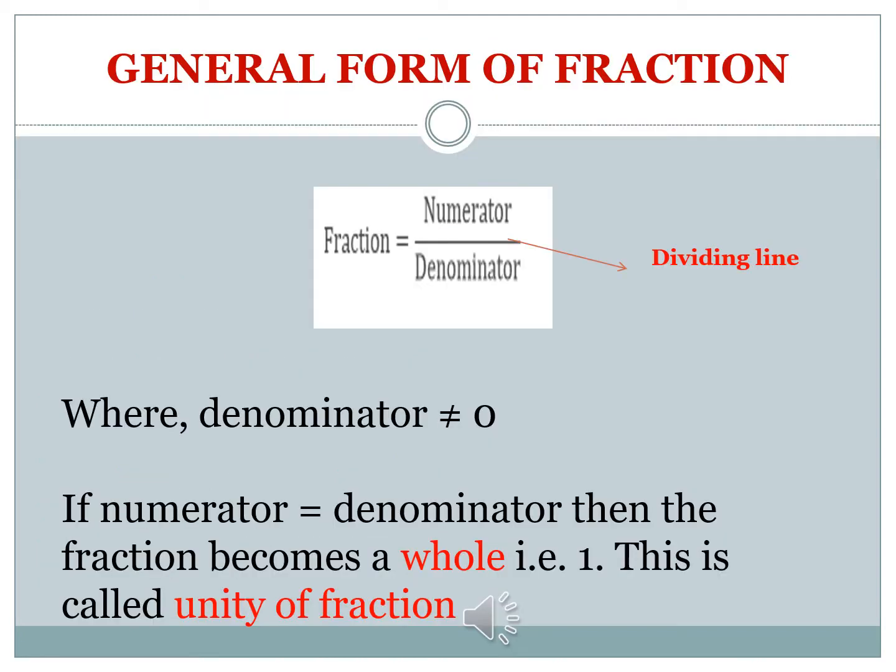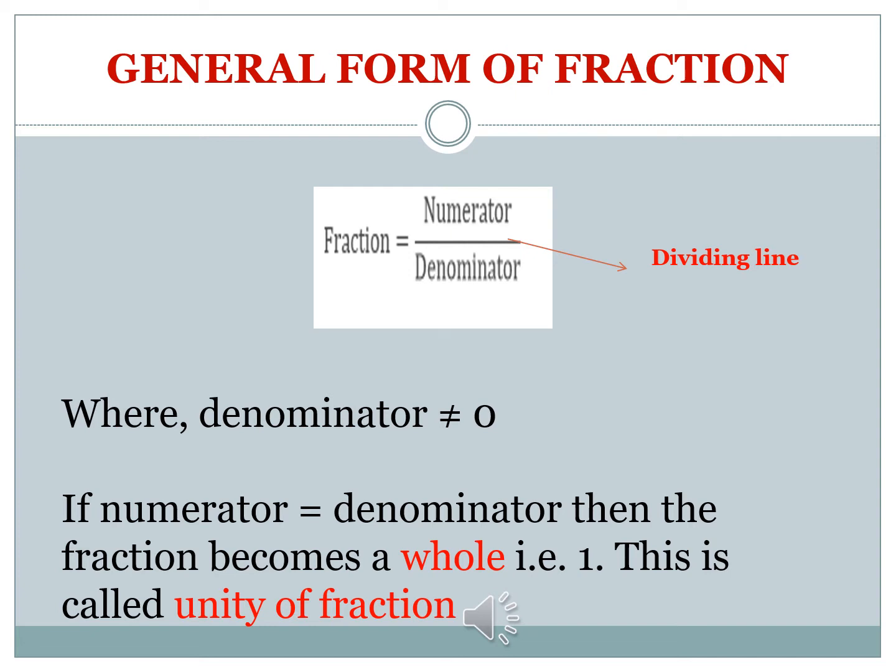Now in front of you is the general form of fractions. The dividing line between the numerator and denominator plays a very important role. This is the general form of fractions, that is numerator upon denominator. We also call it numerator by denominator. Now here the denominator can never be equal to 0, right?